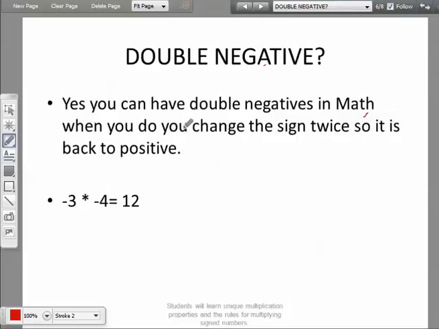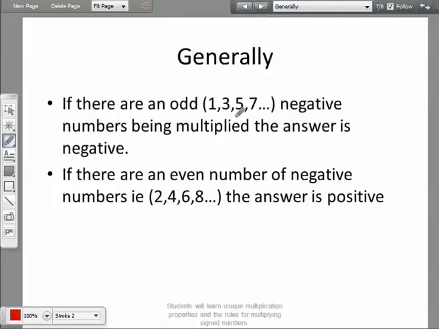When you see them, you change the sign twice. So a negative times a positive gives you a negative number, but if it's a negative times a negative, it's a negative negative, or a positive number. So negative 3 times negative 4 gives you a positive 12. That's the way the math works out, and it makes it easy for you to remember that sort of stuff.